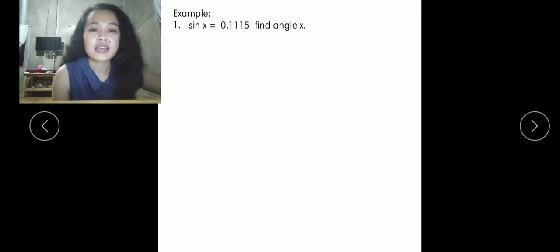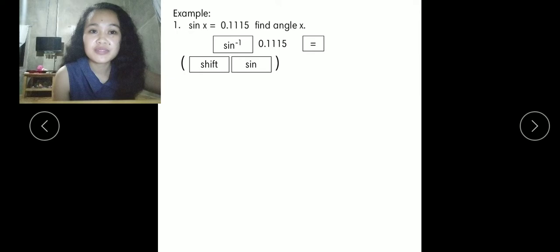Example, we have sine x equals 0.115. Find the angle x. Again, x is the angle, and 0.115 is the ratio. So we need to find the angle. In order for us to get the angle, we need the inverse of sine 0.115. So how do we do that using your calculator?